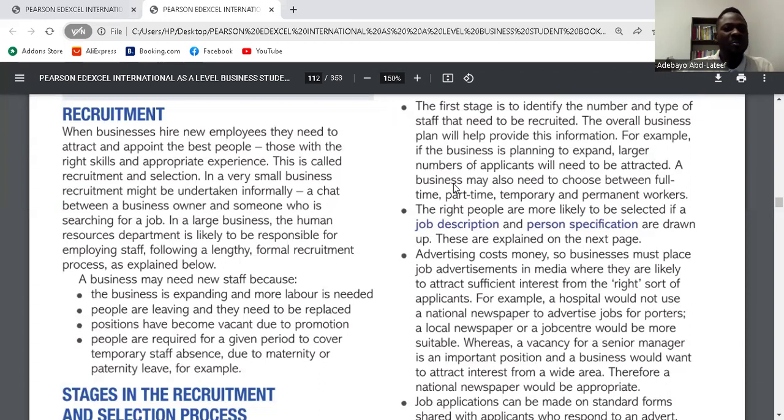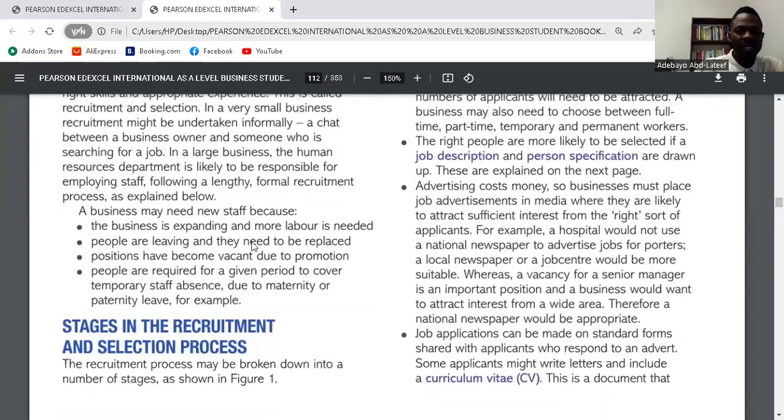In a very small business, recruitment might be undertaken informally, a chat between a business owner and someone who is searching for a job. In a large business, the human resources department is likely to be responsible for employing staff, following a lengthy formal recruitment process. So for a small business, the owner might just sit down with the person looking for a job, and after a little conversation, the job is done, because it's a small business. Unlike a large business, which has to go through a recruitment and selection process, and the human resources department is saddled with the responsibility of carrying out recruitment.